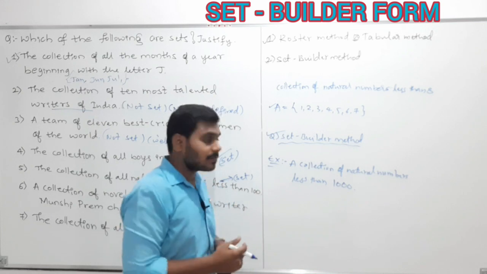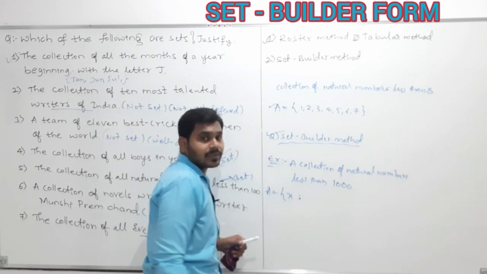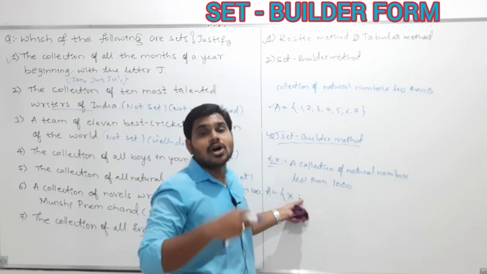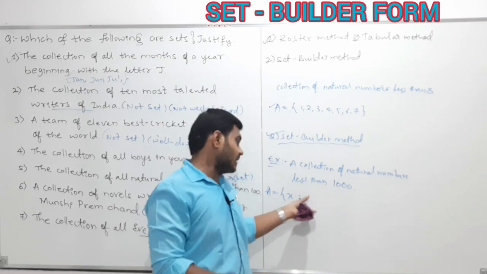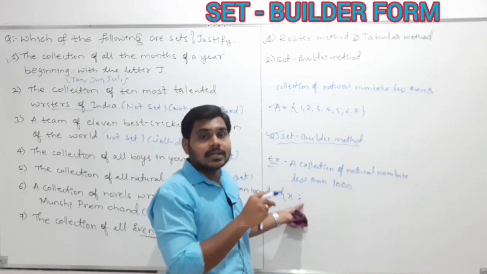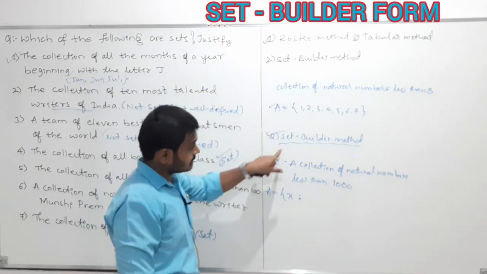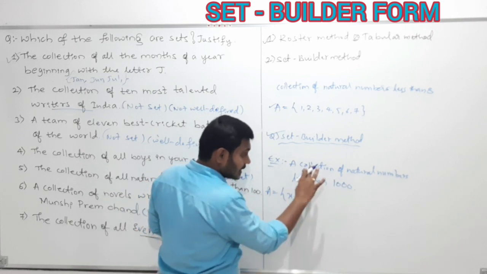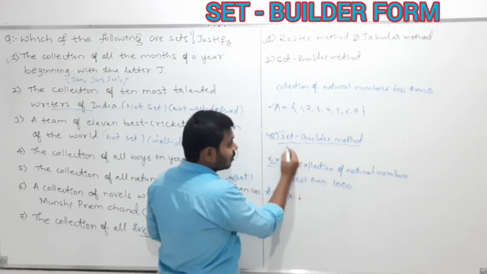Set builder method means what, my dear students? It means we will write a certain property so that we can understand that this set contains all those elements which satisfy the property. Whatever elements do not satisfy that property will not be in this set. Such a representation we can call the set builder form. How to write it? Whatever example I took, I am writing in the form of set builder form.